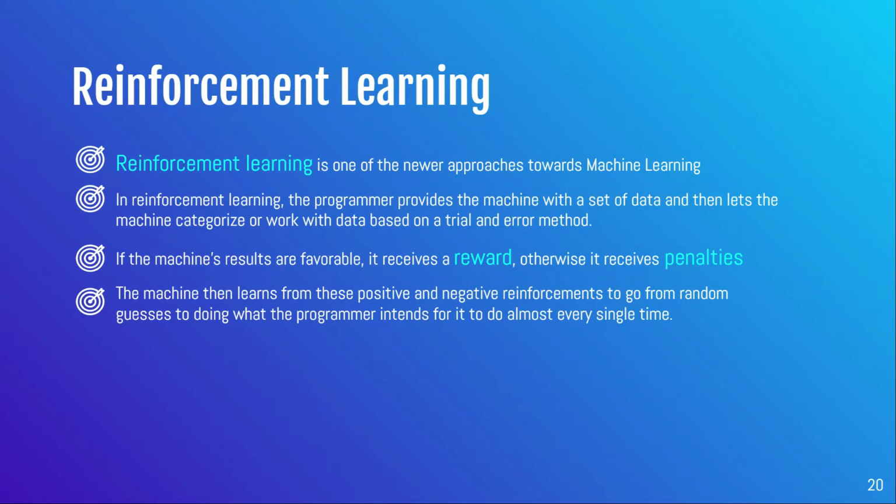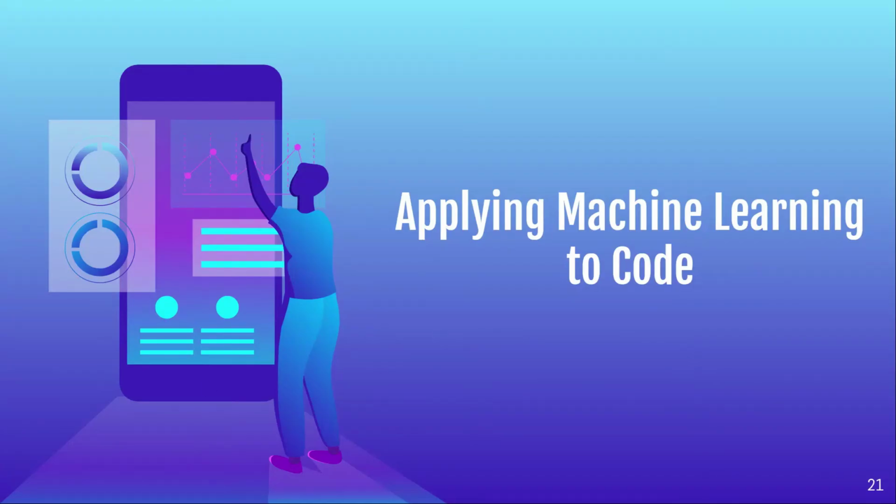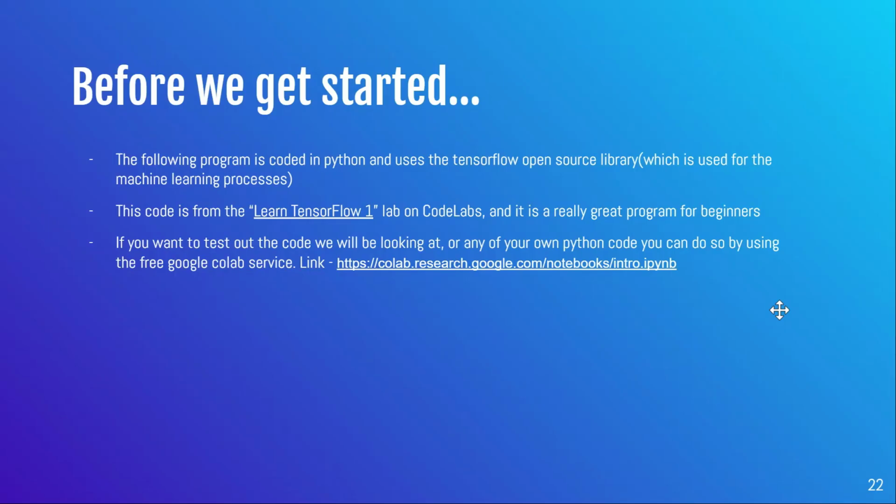Now we're going to move on to applying machine learning to code. Before we get started, there are a few things I wanted to mention. First of all, for those of you who have very little experience in coding, there may be something about this code that you won't understand, and that is completely fine because we will go through the code line by line later on. The following program is written in Python and uses the TensorFlow open source library, and the code is based on the Learn TensorFlow 1 lab on Code Labs and is really great for beginners.